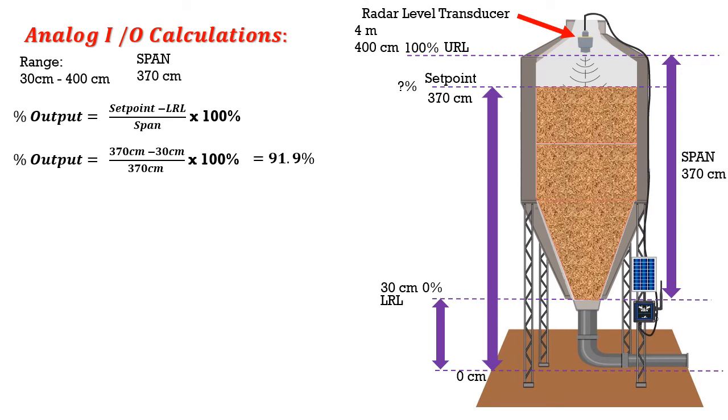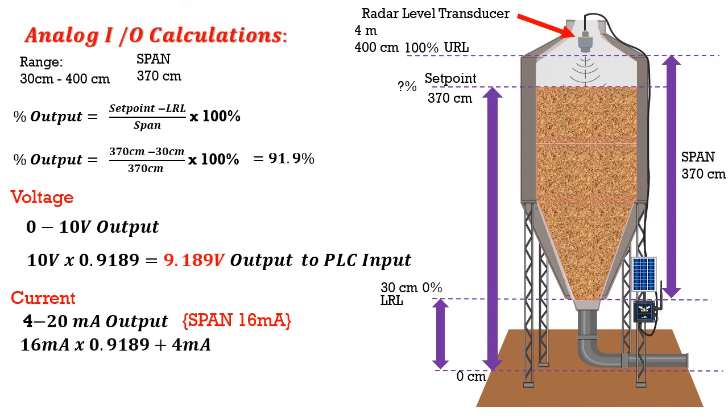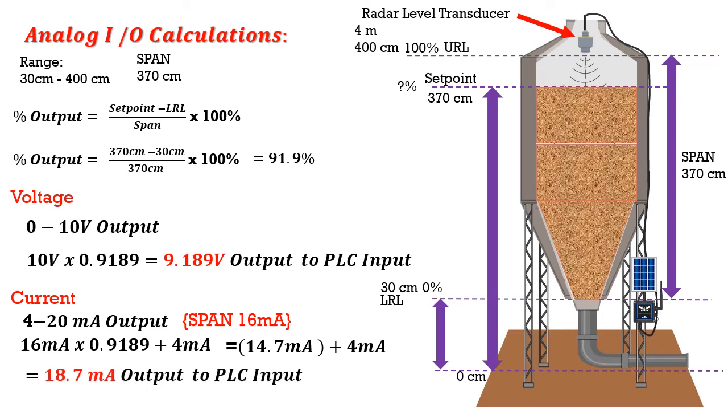Now carrying on to do your voltage and current outputs from the transducer to the PLC, your voltage output works out to be about 9.18 or 9.2 volts. Your current, you take 91.89% of your 16 milliamps, add your 4 milliamp offset, and you end up with 18.7 milliamps as an output from the transducer to the PLC if it was a current signal.